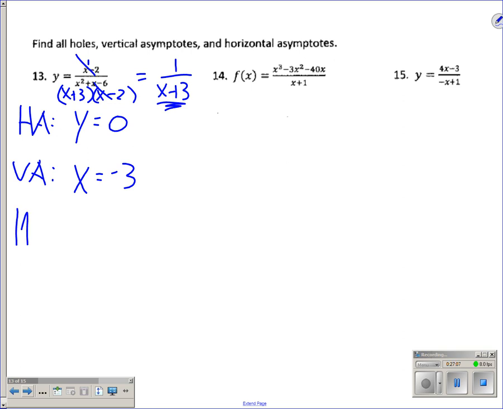And remember, my hole is what makes the bottom 0 that does cancel out. In this case, that value is x equals 2. If I want the coordinate point, I have the x value. The y value is found when I plug it into this equation here. So that's 1 over 2 plus 3, and that gives me 1 over 5.